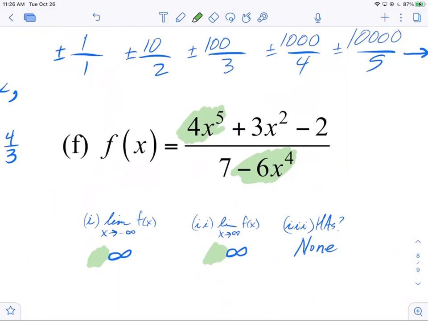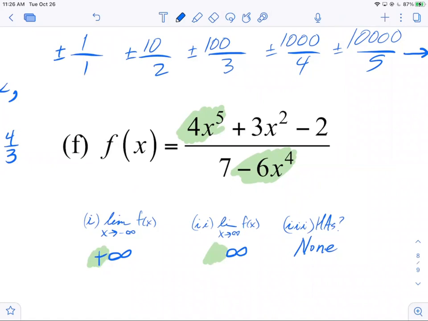Let's do that together. A negative number to the 5th power is negative still, right? And then a negative times positive 4 is negative. So the numerator is negative, remember that. And then the bottom, a negative to the 4th is positive times negative 6 makes it negative again. So now we have a negative divided by a negative, which is positive. Yeah. So this one is going to positive infinity.